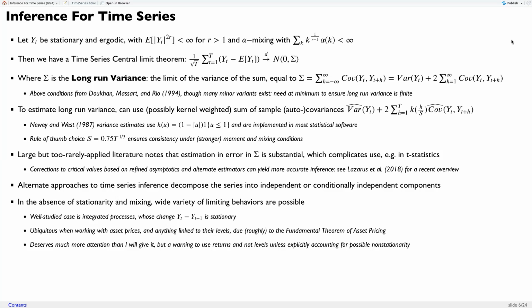So in practice, the thing that you have to do with this is estimate this variance if you're ever going to compute standard errors for your estimators. And so typically what we do is we use a possibly kernel-weighted sum of the sample covariances. We call these the autocovariances of Y, so covariance with itself. So we get the sample variance plus some sum of the kernel times the sample covariance, where this kernel might be something like Newey-West, suggested triangular kernel, 1 minus absolute value of u, with h over S for h units apart.